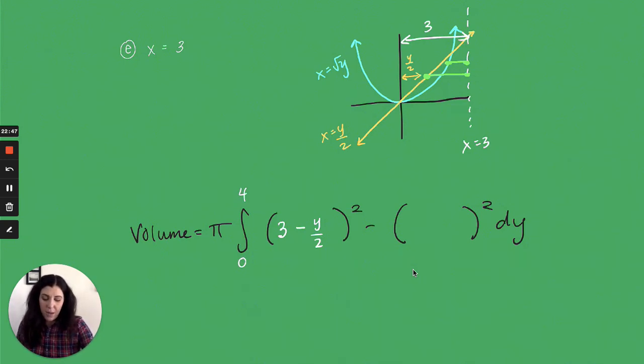Now we have to keep in mind the distance from the y-axis to this curve. So to the blue curve, that distance is the square root of y, and the total distance is 3. So what we end up with here is 3 minus the square root of y. Okay, and again, that would be your setup, but do not evaluate.